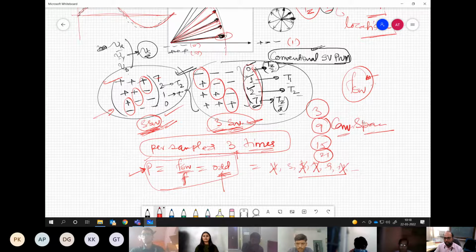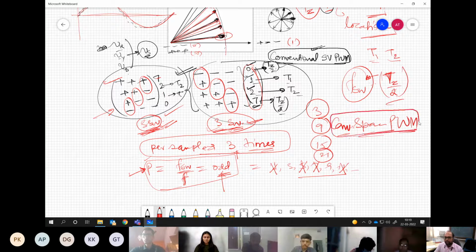So when I say conventional, the meaning is that we are having T1, T2, these dwell times, and Tz dwell time divided by 2 for the two zero vectors. I will come to that. But as of now, just remember that we are talking about something called conventional space vector PWM. So here we have all four states applied, which are there in this sector. All four states are being applied for a given sample.